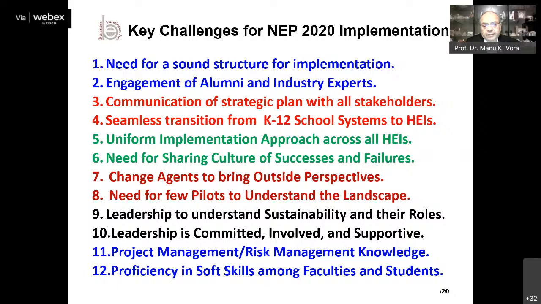And proficiency in soft skills among faculties and students is very, very critical. When faculties are proficient in soft skills such as leadership, decision making, time management, teamwork, problem solving, project management, etc., they can pass on that learning to the students. And this is required to be successful as an engineer, as a technical expert, even as a business person.